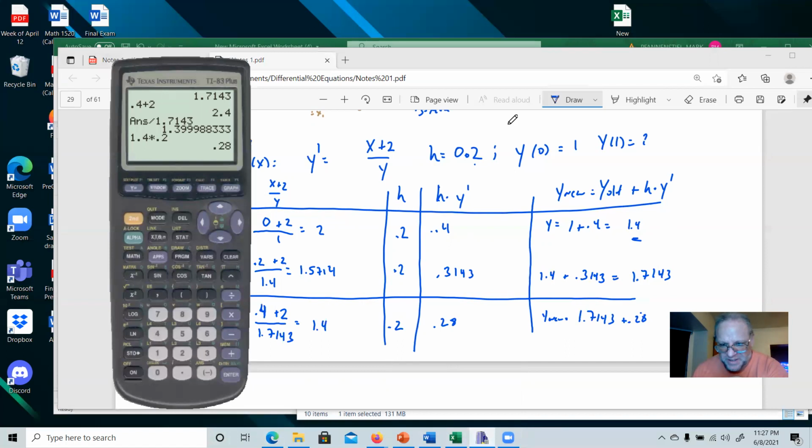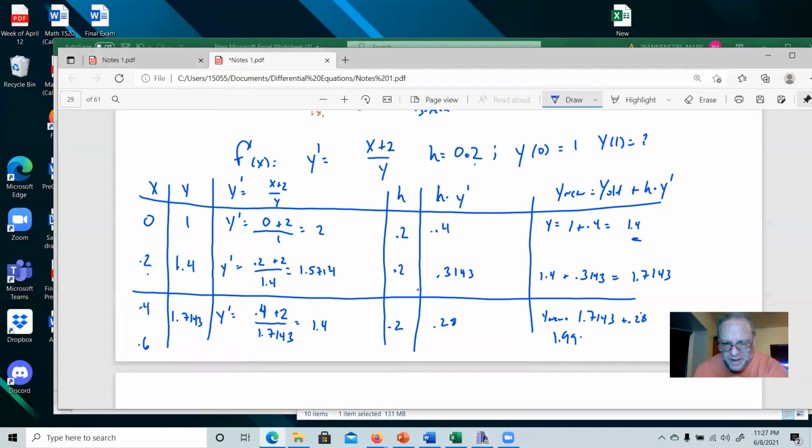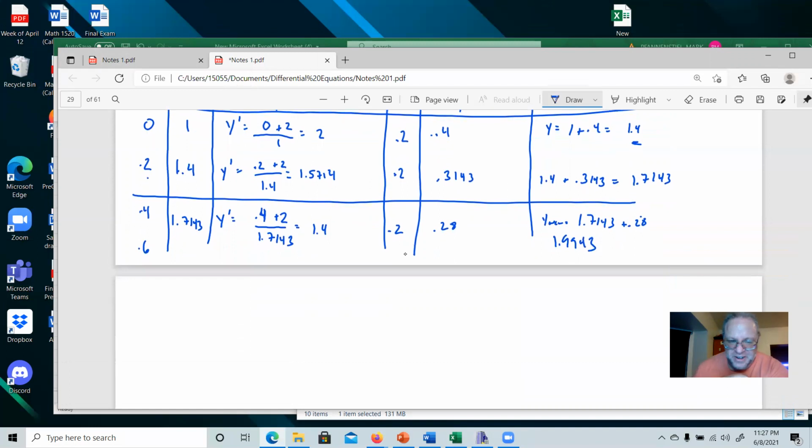Okay, so what is that going to give us? That's going to be 1.7143 plus 0.28 equals 1.9943, and that's going to go into the next spot. So we're going to have a 0.8, and 1.9943 is my y value. My y prime is 0.8 plus 2, divided by what? 1.9943. This is still 0.2.